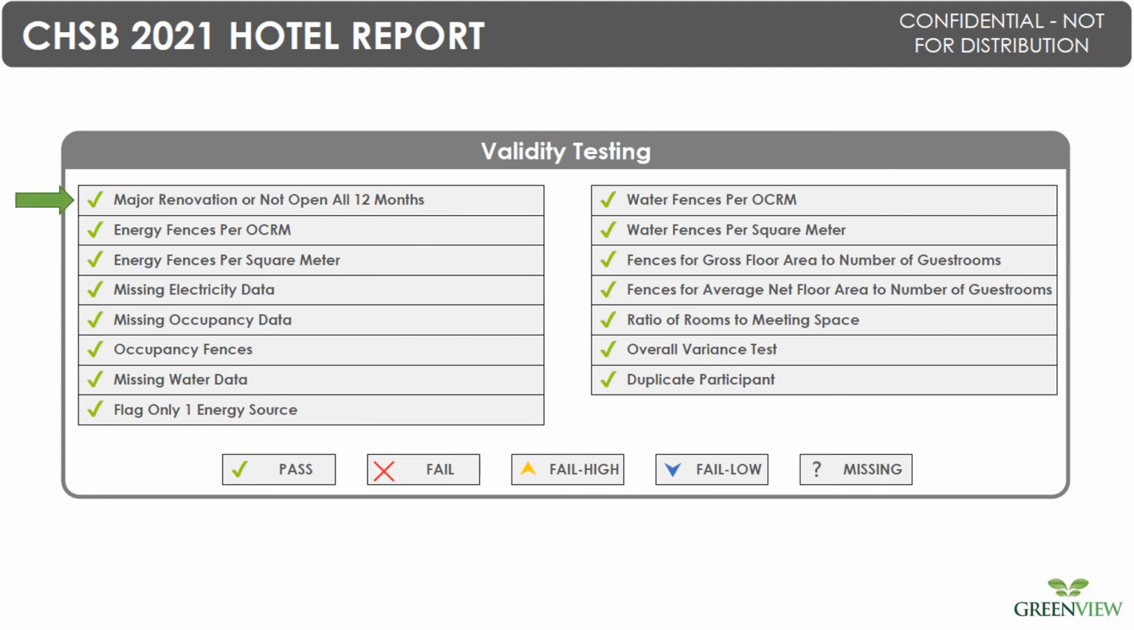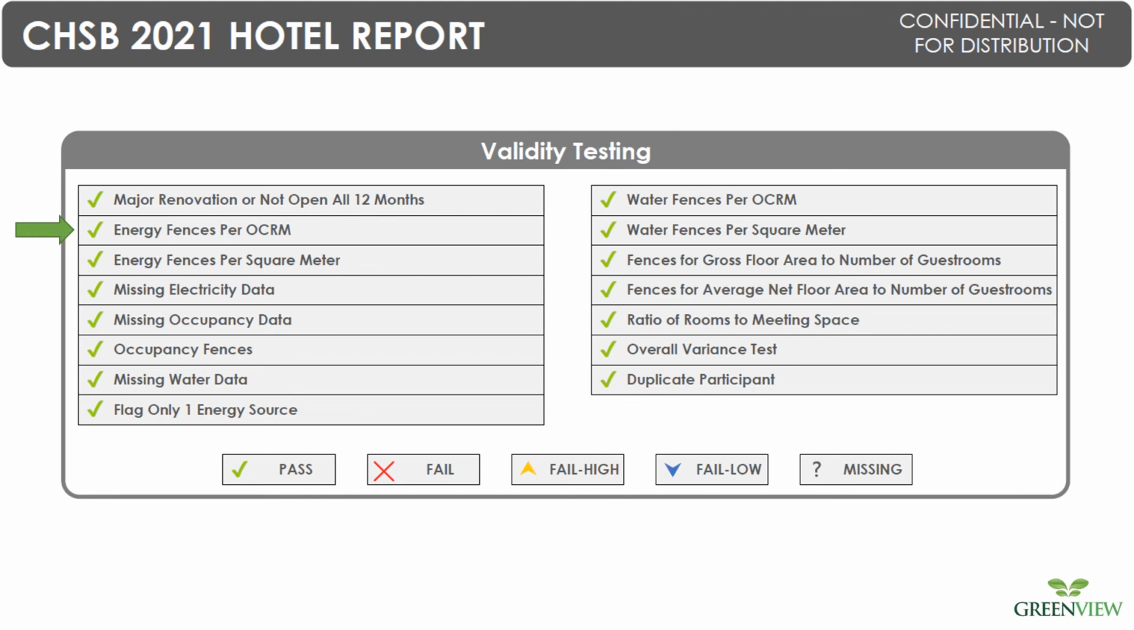The first is the test of whether there is a major renovation in the hotel or was not open for all 12 months. Hotels that underwent significant renovation or closed all or significant part of the floor area for a portion of the year will be flagged as fail and not benchmarked.